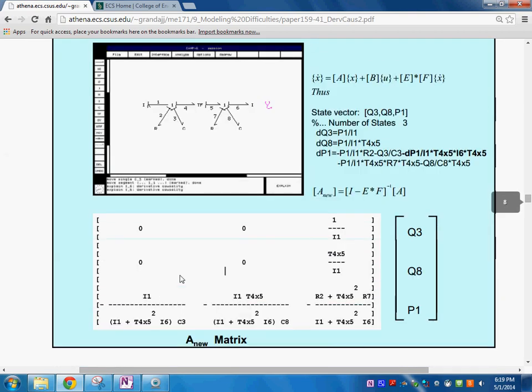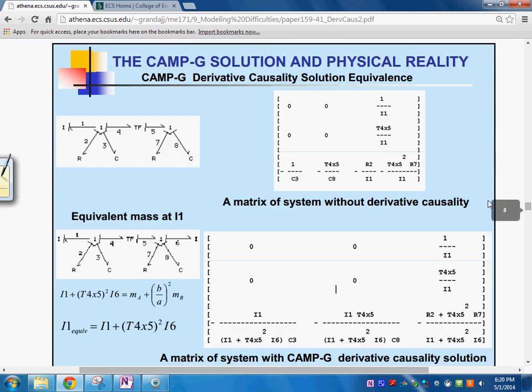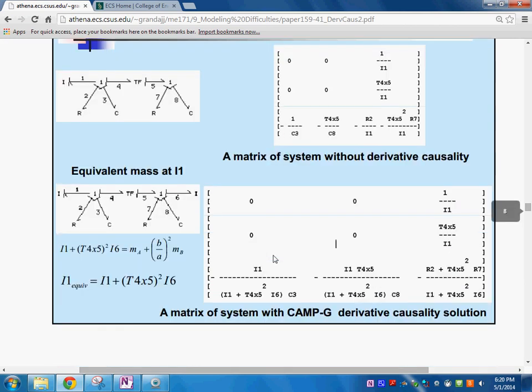Once we have done that, we have obtained, let's say, this is the derivative form, and you have this one in here, and then you have an example of this. This is without derivative causality. And this one, if we add this, is the matrix of the system with CAMG in derivative causality. Okay, so this is the matrix now.